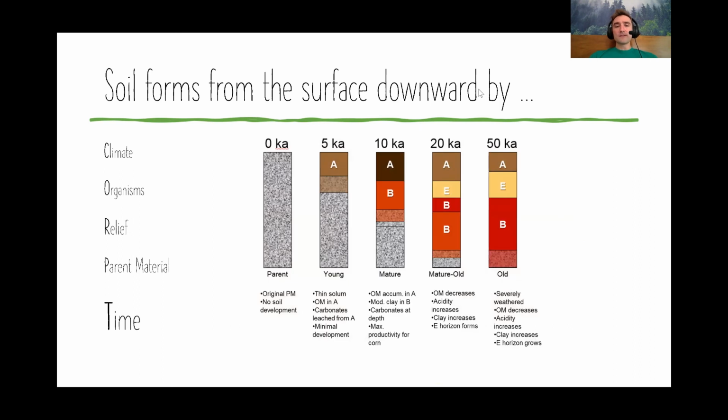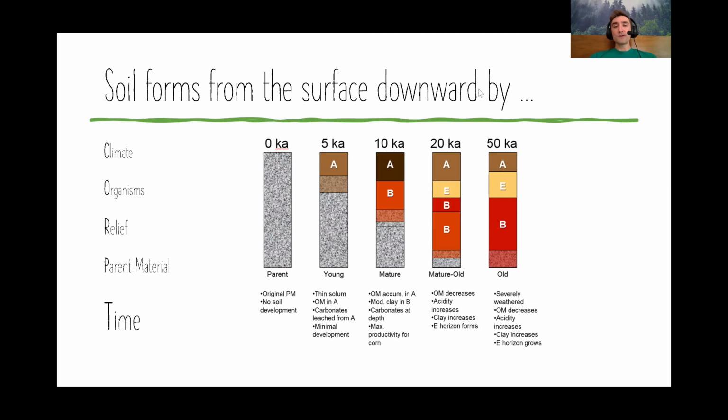And finally, we see here just a diagram showing about how long does it take? Well, Ka stands for thousands of years. So at day one, your parent material is just plain rock. There's no soil development. Now, after 5,000 years, we see some of that parent material has broken down, and so we've got organic matter in an A horizon, but there's still minimal development. And this is what we would call a young soil.